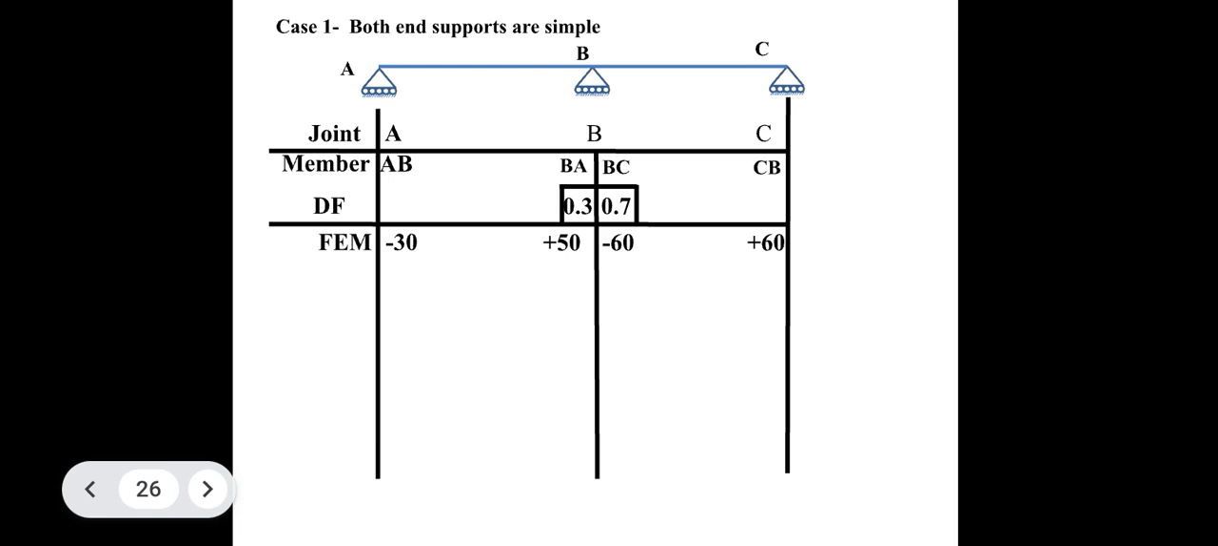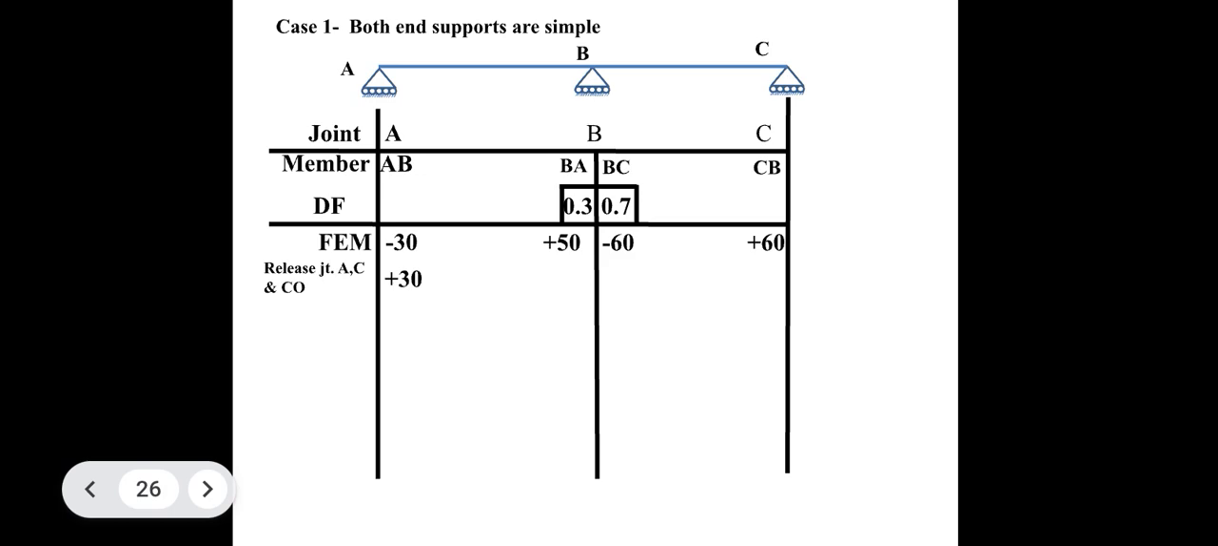Now after writing these fixed moments, we know that support A and support C are simple, and at a simple support the moment is 0. Therefore, to make this moment 0 we need to apply an equal and opposite moment. For example, at support A the moment is minus 30, that is a fixed moment, but the actual moment is 0, and that's why we need to apply a moment of magnitude plus 30, so that the final value of moment at support A will be 0.